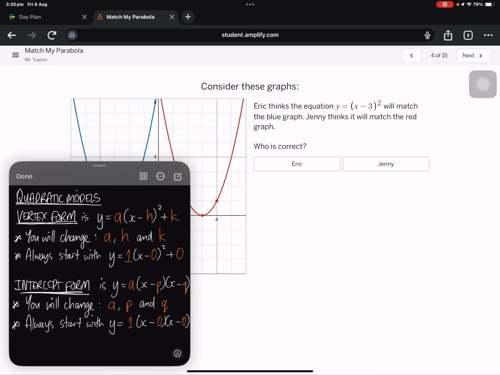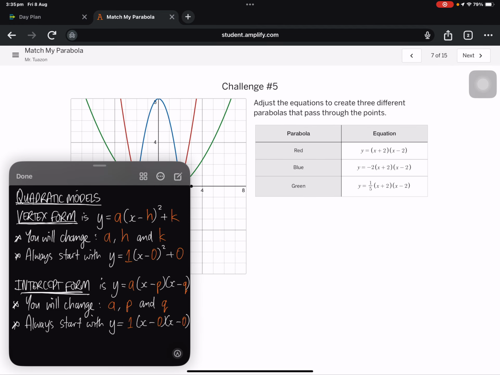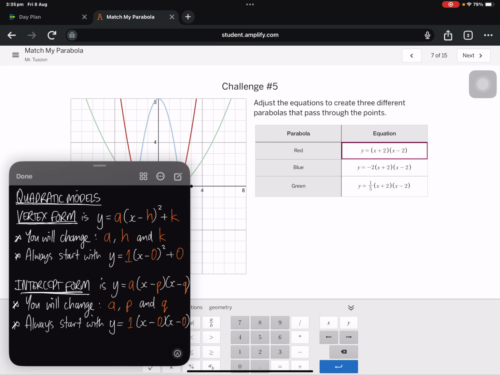When you get up to challenge 5, this introduces a different form. You can see 2 sets of brackets here. That's called intercept form. So intercept form looks like this: y is equal to a bracket x take p, x take q. You only need to change a, p, and q. So when you're doing these challenges, always start off with this: y is equal to 1, bracket x take 0, bracket x take 0. Always start with that.